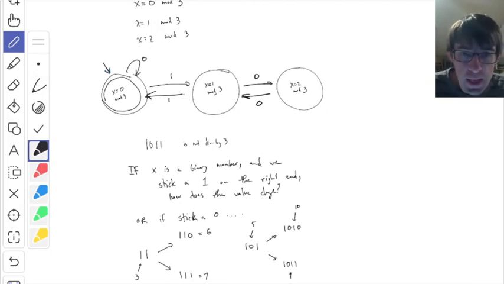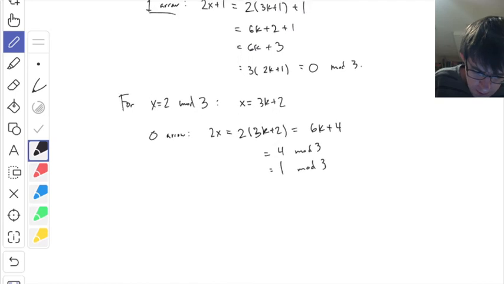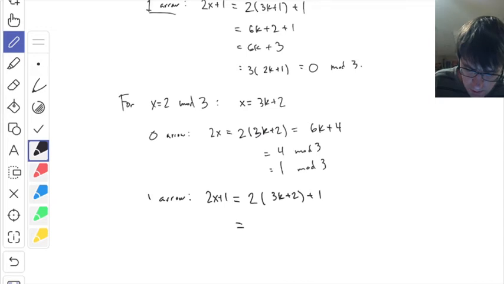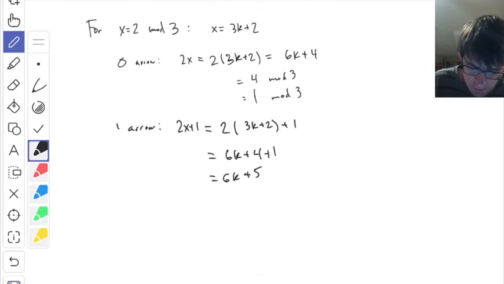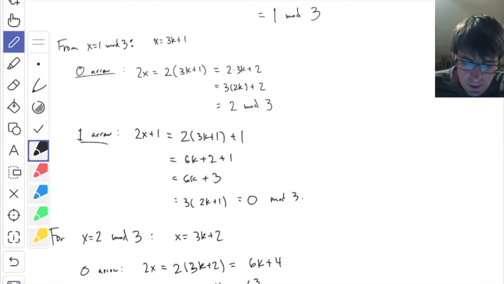From the rightmost state, what happens when we do a 1? Here I go, the 1 arrow, it's going to say 2x plus 1, which is 2 times 3k plus 2, plus 1. Rearrange this, 6k plus 4 plus 1. This is 6k plus 5, which when we divide everything by 3, we end up with a leftover of 5 mod 3, but that's the same as a leftover of 2 mod 3. And so when I have the arrow with the 1 on it, it stays as a looped edge on the right side.